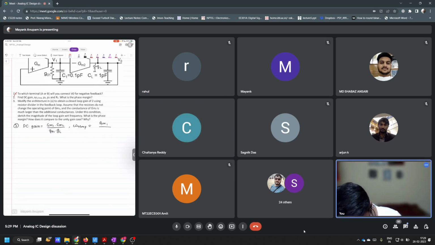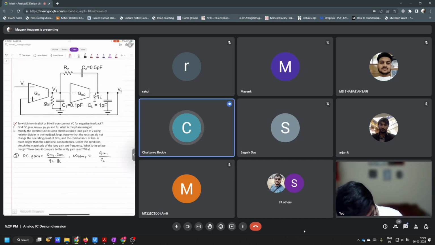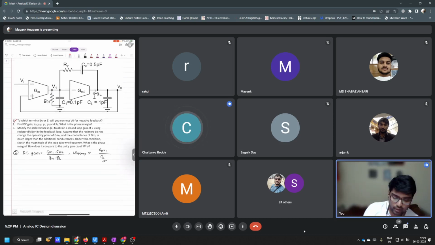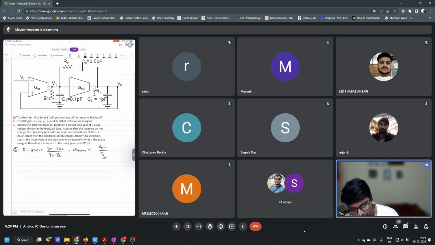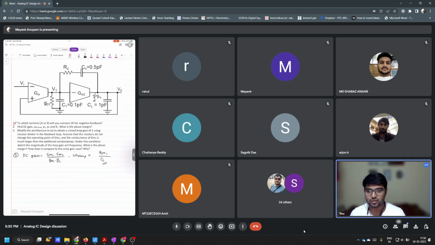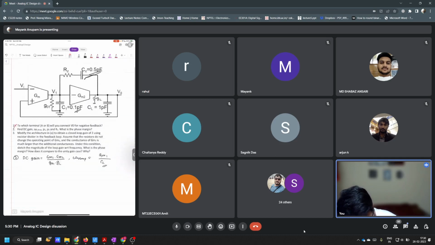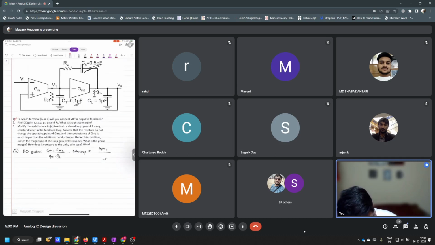It will be GM1 by CC. This is the approximate location, right? Whenever you are told to find out the omega u loop, you should always also check whether the approximation is holding true or not. By the way, the approximation here cannot hold true, right? There's only a factor of 5 between CC and C1. So a better result would be to write GM1 divided by CC times GM2 divided by GO GL.